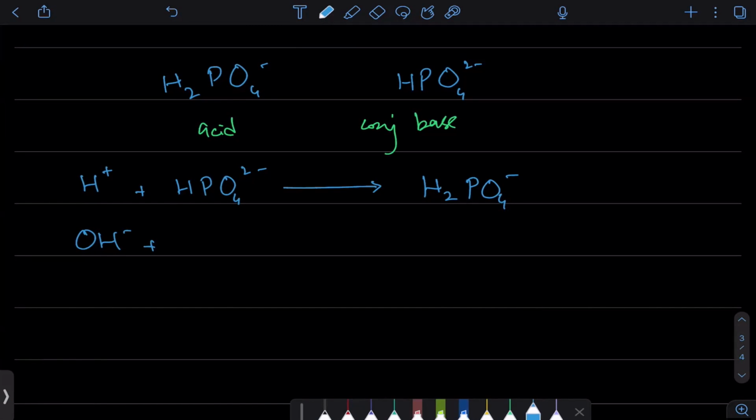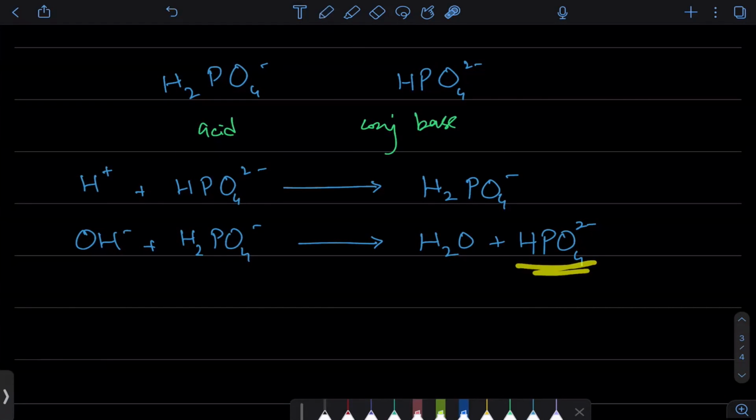Similarly, if this is added, my acid will react with this and it will provide H2O plus the base that is required. And if the amount exceeds a certain threshold and the pH is about to change, the salt can come to the rescue and scoop these out, or the available acid can be produced again.